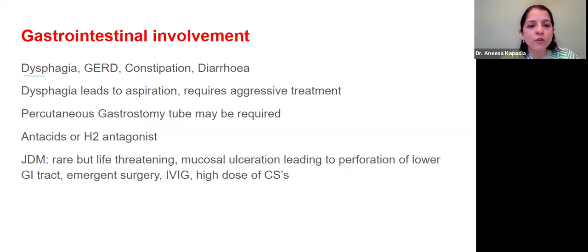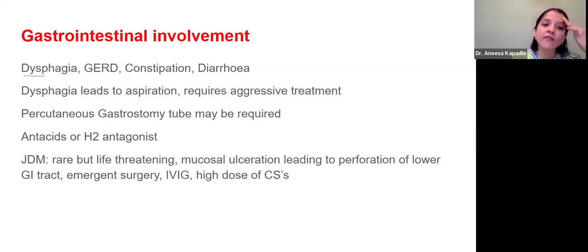GI involvement is often a major manifestation, and when a patient presents with severe dysphagia, this can be a poor prognostic marker because this can lead to aspiration and it requires very aggressive treatment. So this may be a reason to use IVIG in certain patients because these patients who present with dysphagia will probably deteriorate very fast, go into respiratory distress down the line. You might have to put a PEG tube.